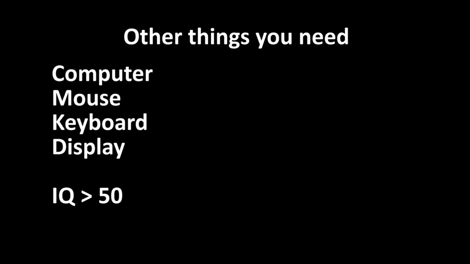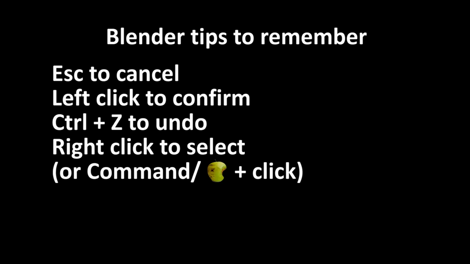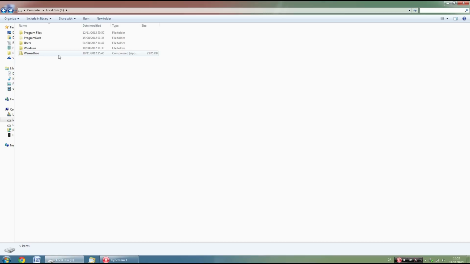Oh, and I almost forgot, you also need a computer, a mouse, a keyboard, a display and an IQ higher than 50. If you mess up, just press the "I messed up" key, also known as the escape key, before you left click. You can of course also undo using Ctrl Z. On Macs, without right click buttons, use Command or Apple click. Now let's get started, I've got lots to do.